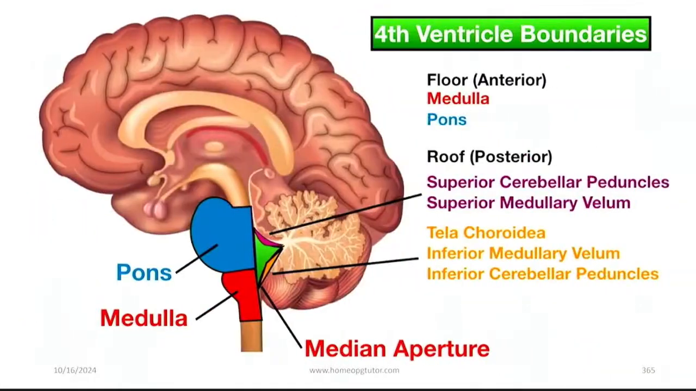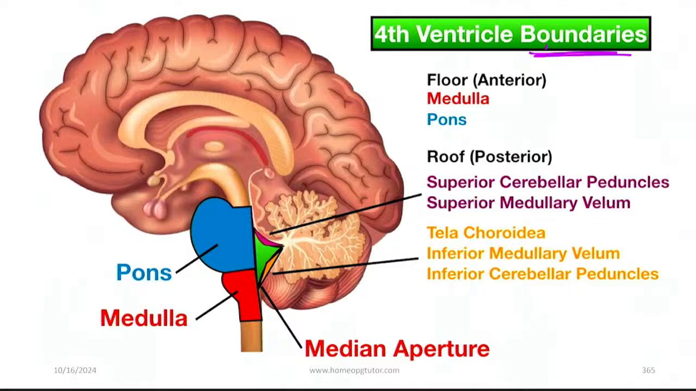So that was about the ventricles. One more thing I forgot to mention is the boundaries. Remember the boundaries of the fourth ventricle, that is also important. The floor is between the pons and medulla, right? It is situated between the pons and medulla, and remember it is present posteriorly to the pons and medulla. So the anterior boundary, the floor of the fourth ventricle, is the pons and medulla.